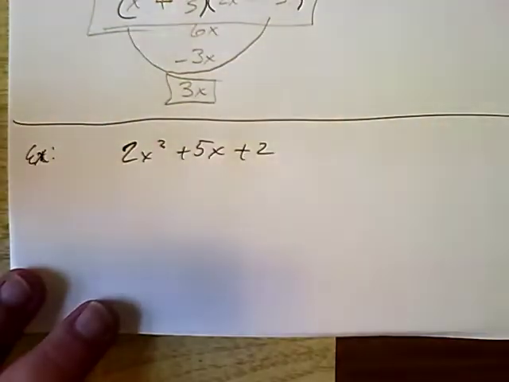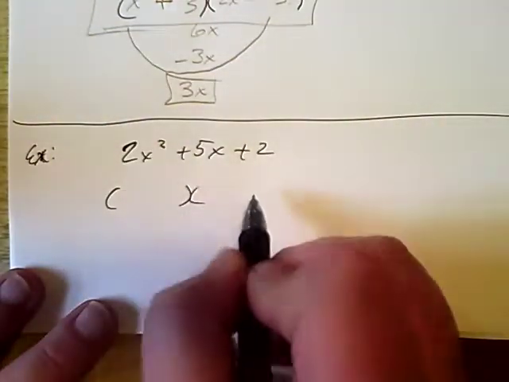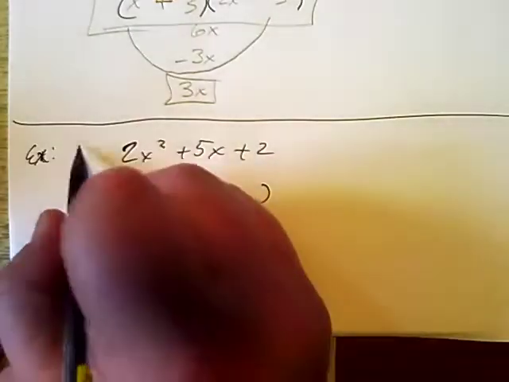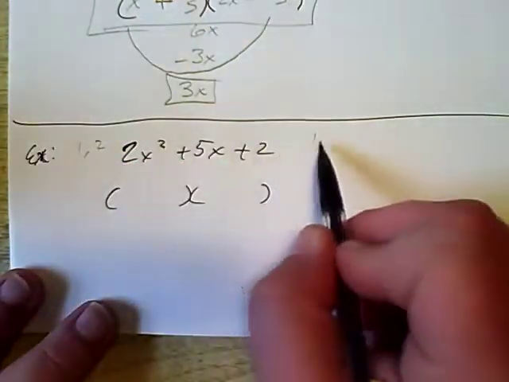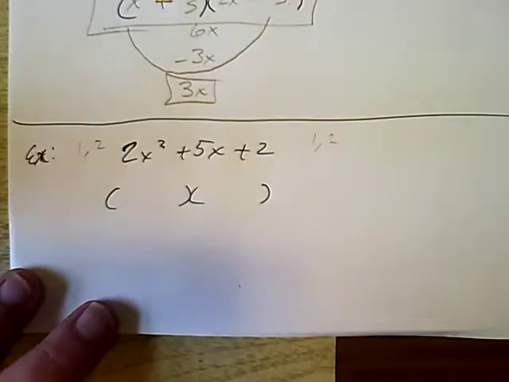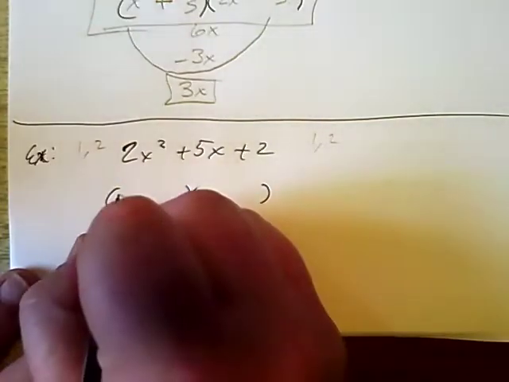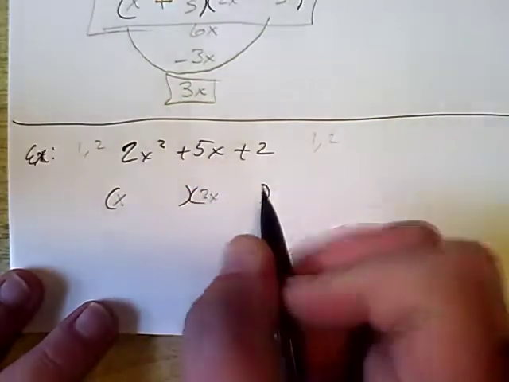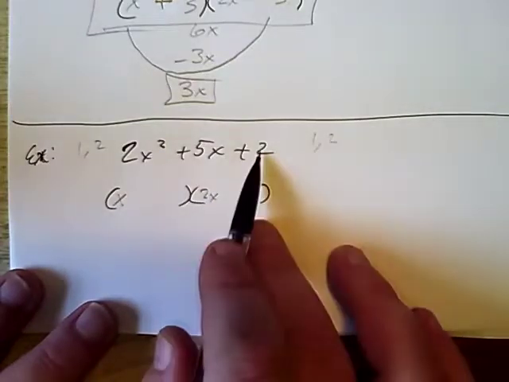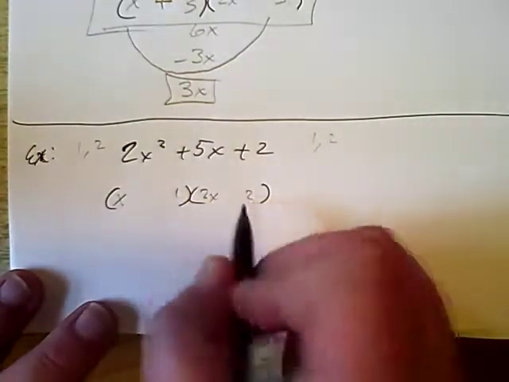All right, we know that we want to turn this into a binomial times a binomial. And we have factors of 2, which are 1 and 2. So 1x and 2x. So I got a 1x here and a 2x here. My factors of 2 are 1 and 2. So let's get 1 and 2.